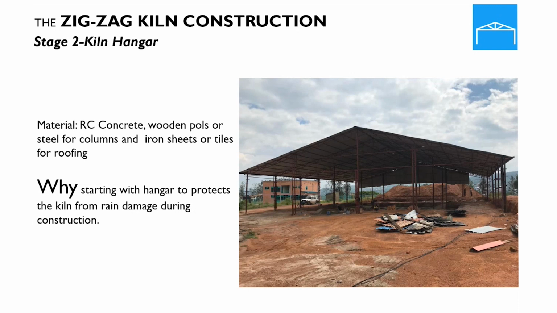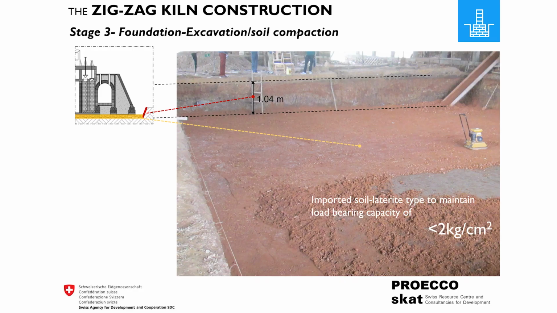Stage 2, kiln hanger construction. Let's now focus our attention on construction works. Different construction materials, including concrete, wooden poles, steel profiles, and roofing, all depending on availability and cost effectiveness, could be used for hanger construction. Why start with the hanger? The kiln needs to be protected from rain damage and premature clay mortar curing, mostly during the construction.